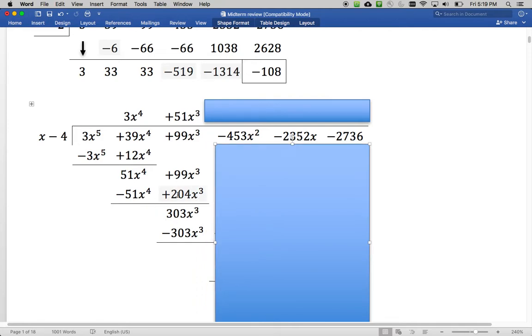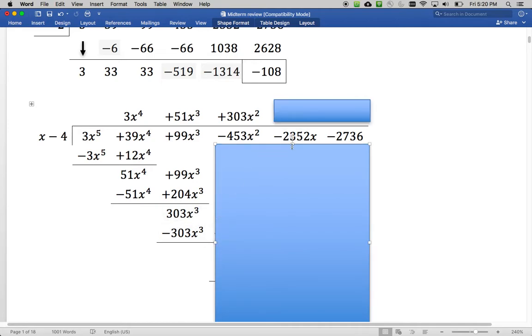We get a -204, excuse me. Also notice that we drop down the 99x cubed. Okay, so remember again, with long division, you're subtracting, and you get this. And so we're going to multiply by 303x squared.